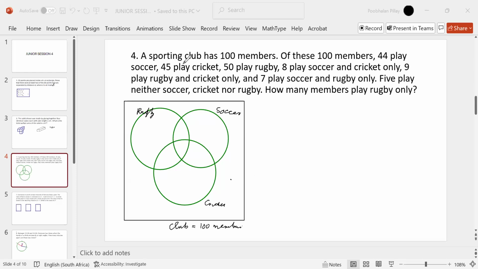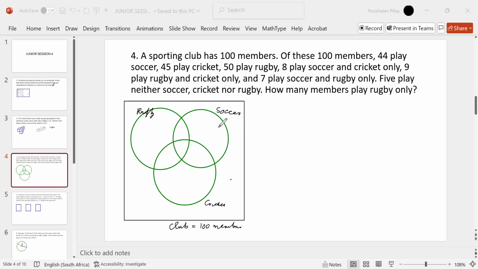Actually, it's a sporting club, so there wouldn't be any checkers players amongst them. They play some other sport, maybe bowls or something. Got a couple of octogenarians and nonagenarians in this club. Okay, so you say 44 play soccer. It means that altogether, here, there are 44 players.